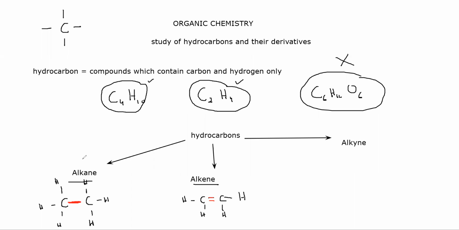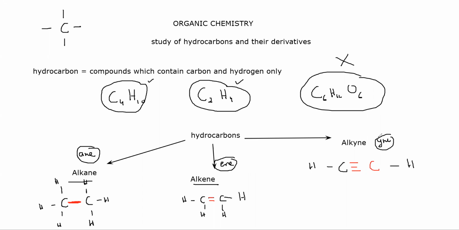If a class of hydrocarbon has a single bond, the name should end in A-N-E. If there's a double bond in the structure, the name should end in E-N-E. And I will give that example as well. If between the two carbon atoms there's a triple bond, this class of hydrocarbon is called alkyne, and the name should end in YNE.